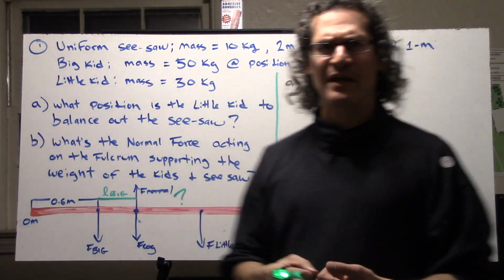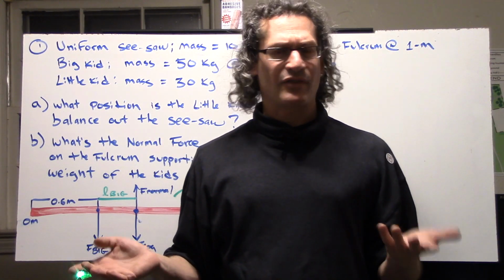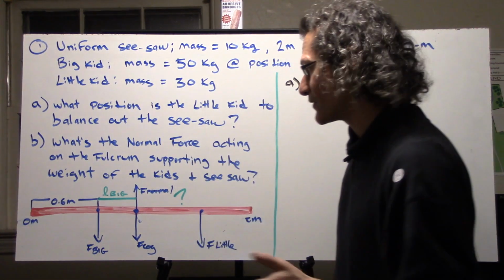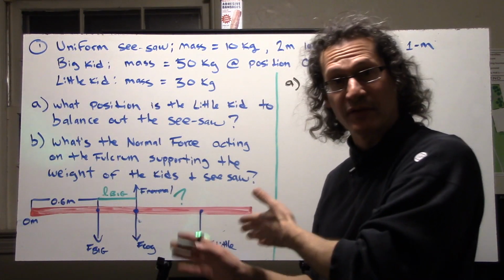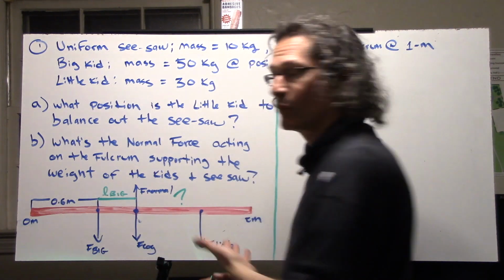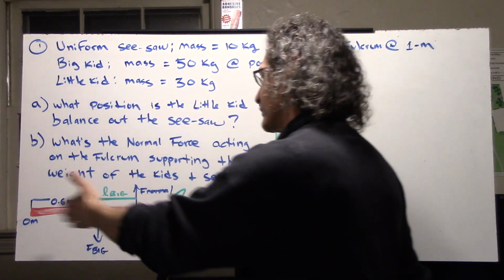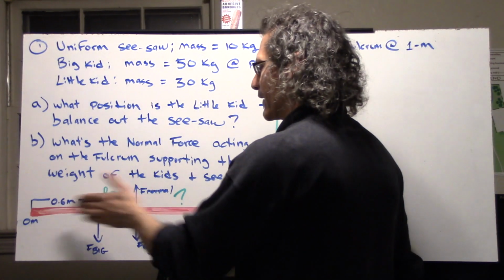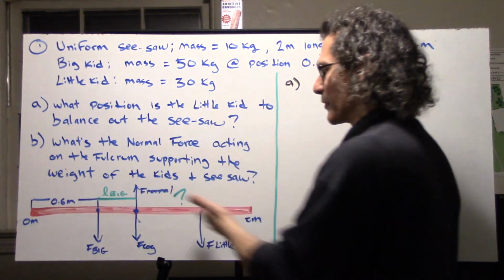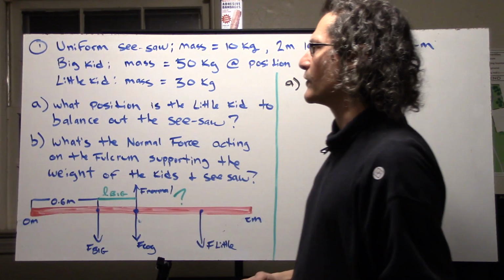Uniform seesaw. Uniform seesaw, what does that mean? Is it wearing a uniform? Does it have a tie or something? No. A uniform seesaw just means that the mass is distributed evenly along the material. So if it's wood, you can imagine that the wood is pretty much going to be the same, give or take a few knots. But we have a uniform plank for our seesaw.